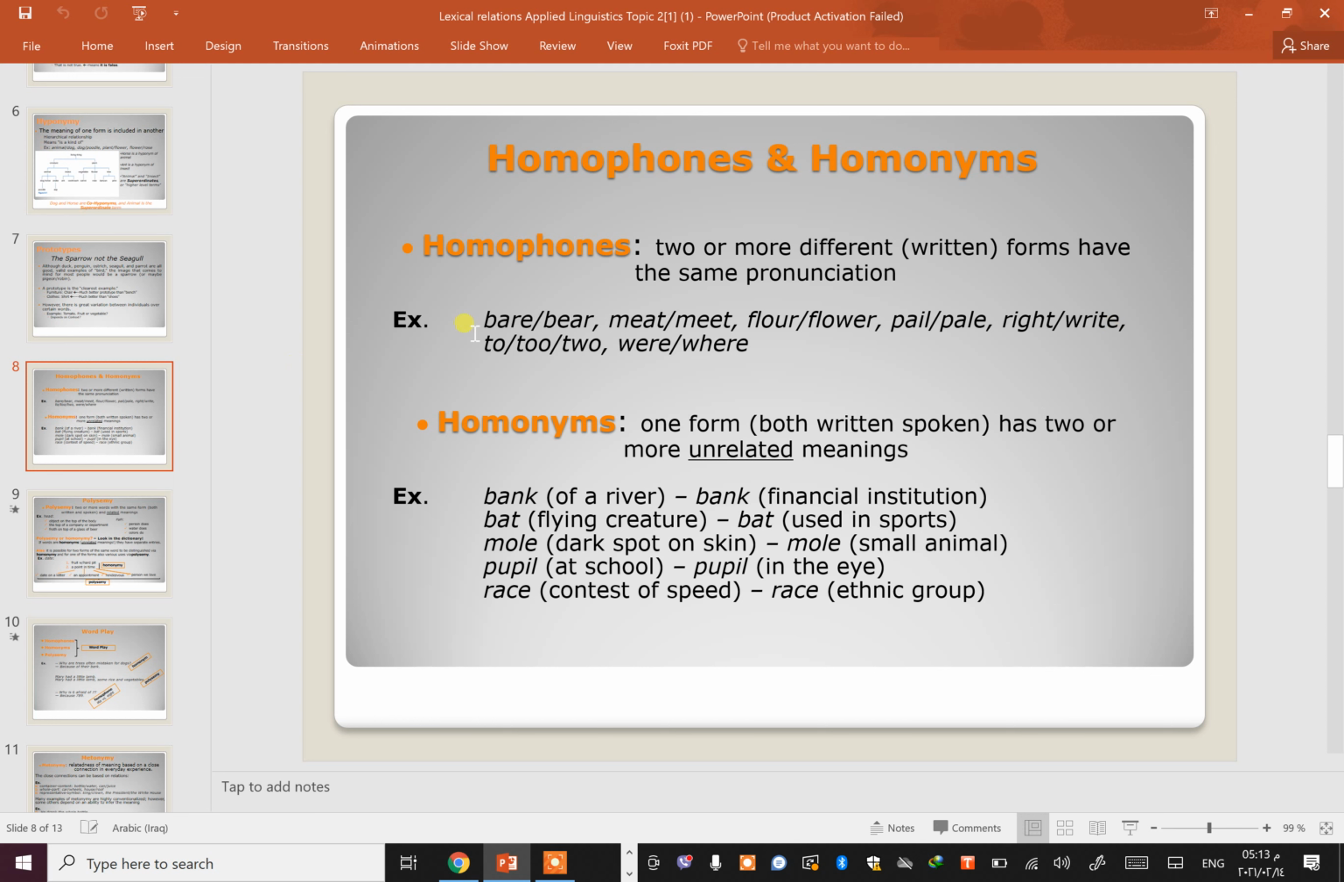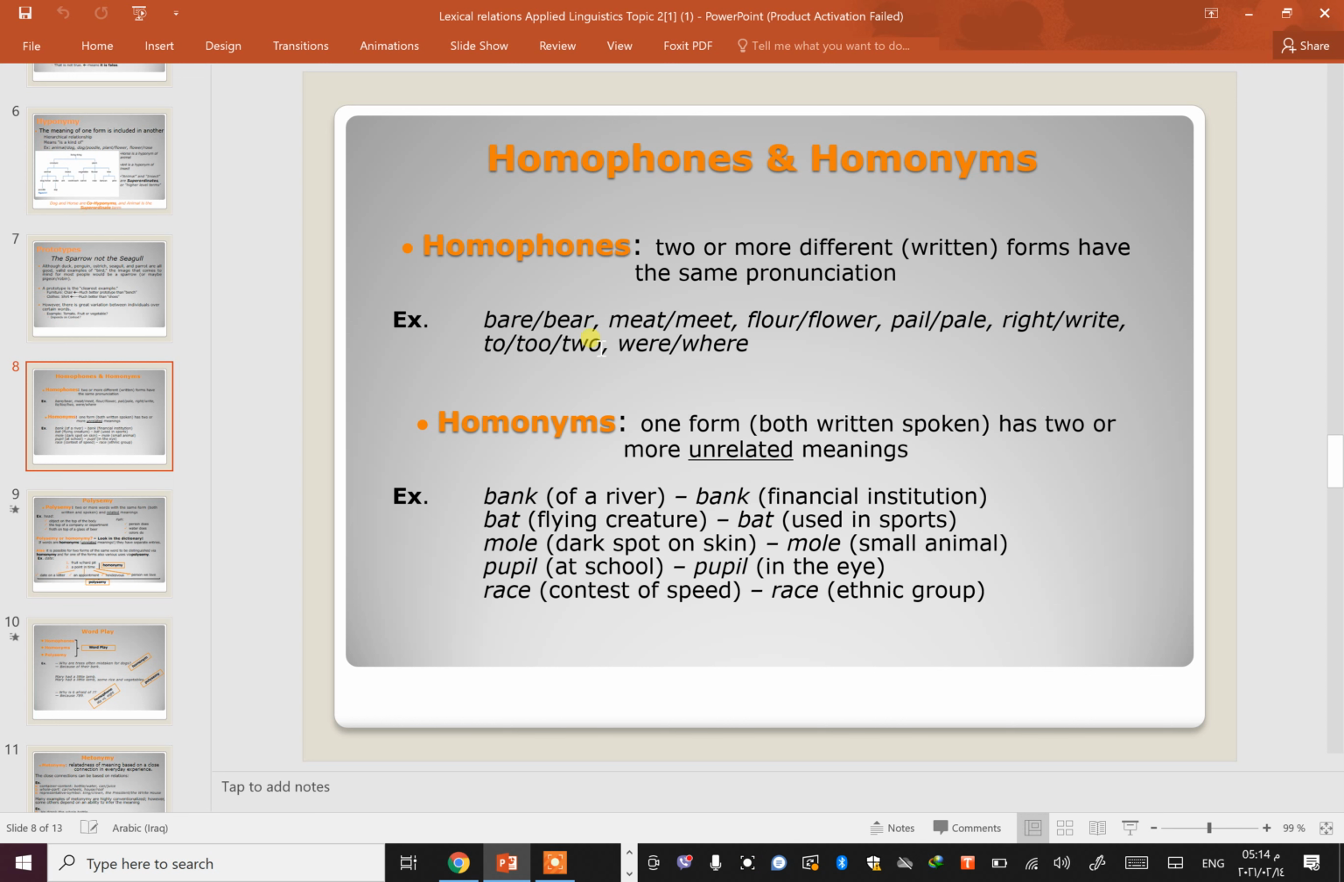Okay, two, basically. So here two is a preposition referring to إلى, while too means أيضا, while two means the number two. These are called homophones, because homo in Latin means the same. So homophones have the same sound, يعني two or more words pronounced the same, but they are written differently, so the spelling is different.